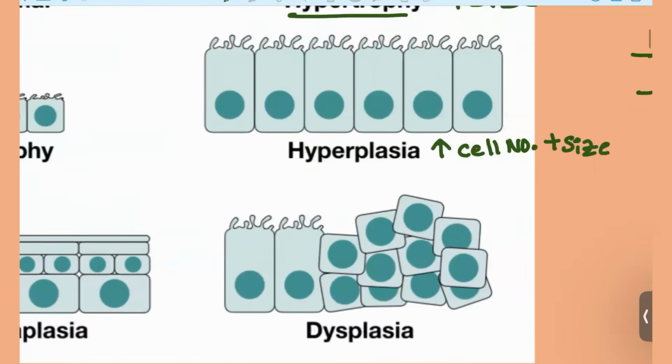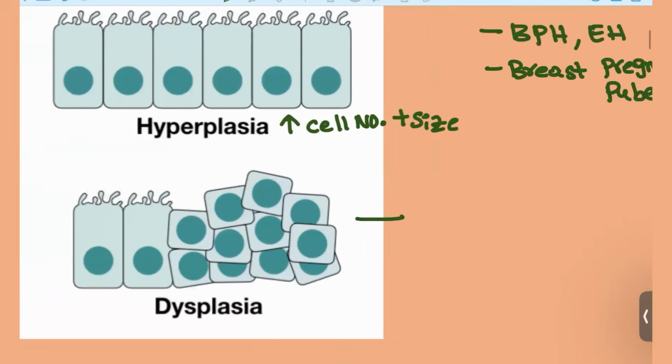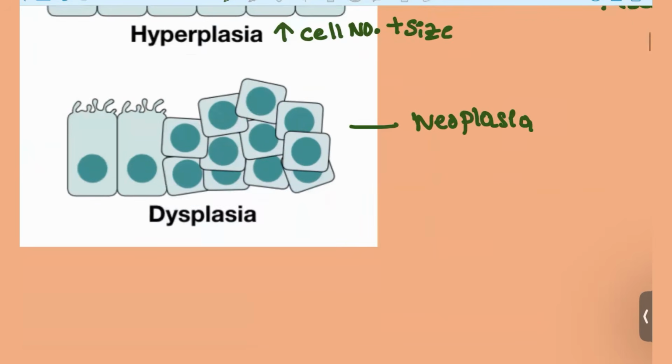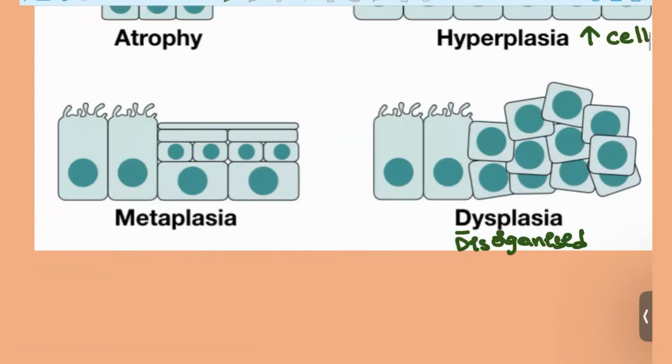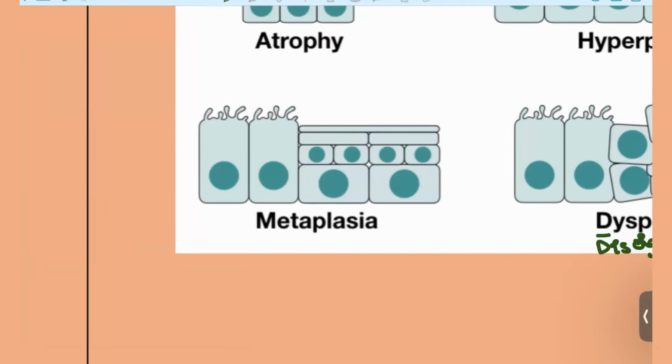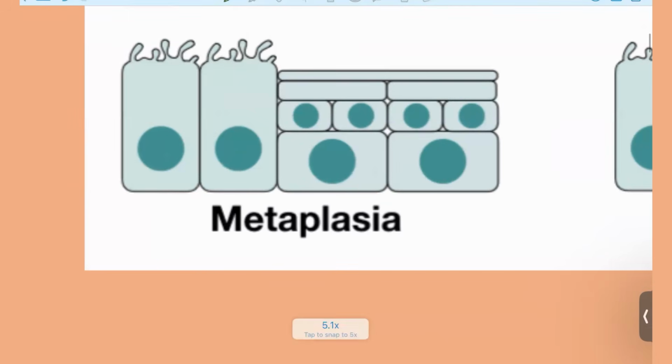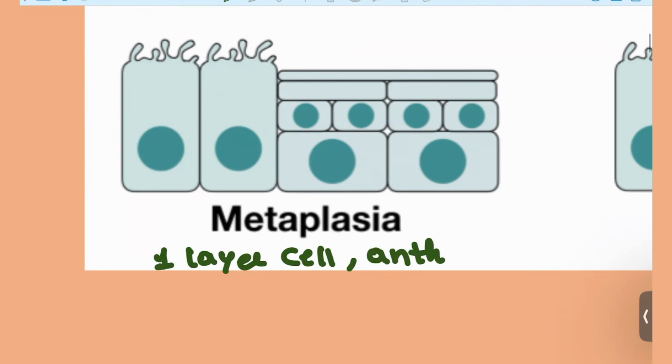Next, dysplasia, commonly seen in neoplastic lesions, right? What is meant by dysplasia, guys? It is not about the number. It is disorganized and rapidly proliferating, seen in neoplasia. Next, metaplasia. Metaplasia is like changing, one type of cell layer to another type of cell layer.